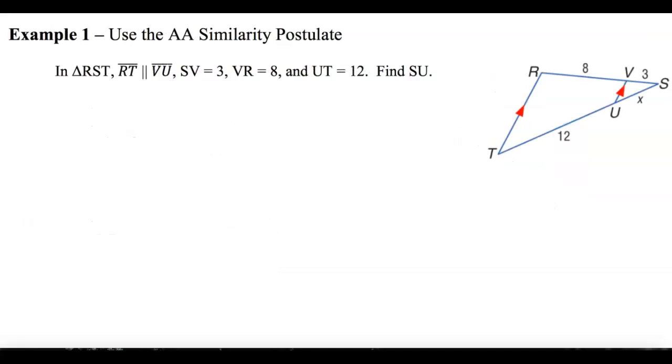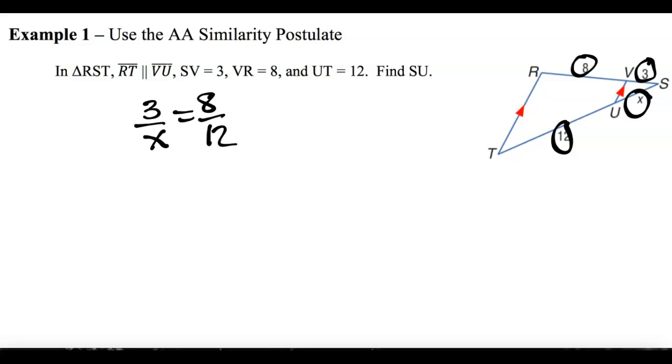So we have this example, and we know that these lines are parallel from those red markings. Since they are parallel, what that means is we're going to have a nice proportion, which we can just set up using the following. So we could say 3 over x is equal to 8 over 12. And then use what we know about cross multiplication to solve that.